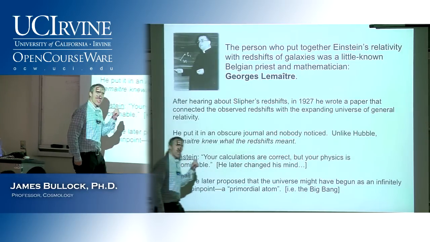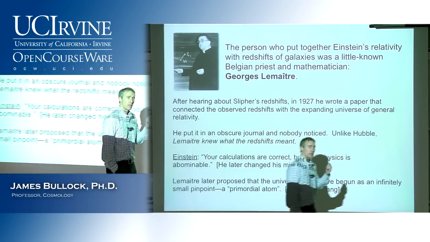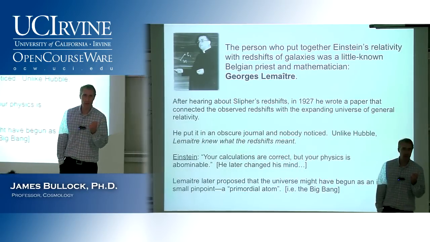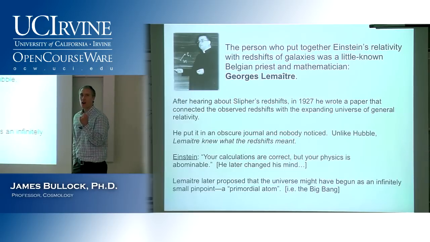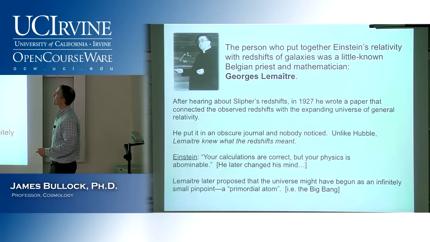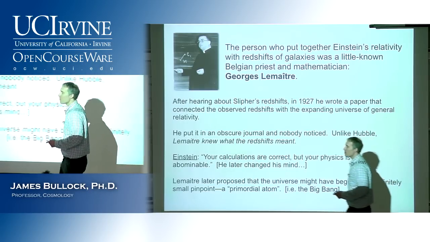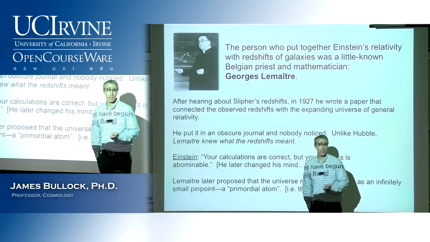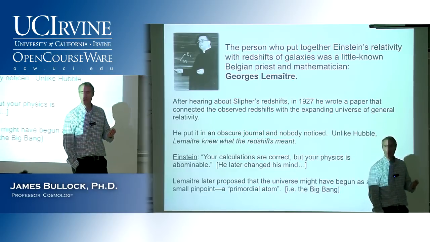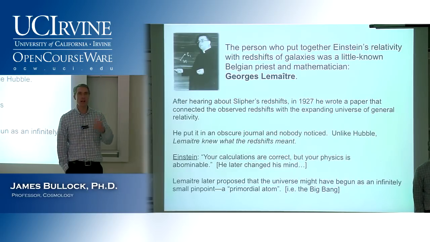However, the first person to actually realize that Einstein's equations could give rise to the universe as expanding is a fairly unknown figure in the history of cosmology, George Lemaitre. He was Belgian. He was a Catholic priest. He was also a mathematician who was sophisticated enough to understand Einstein's gravity.